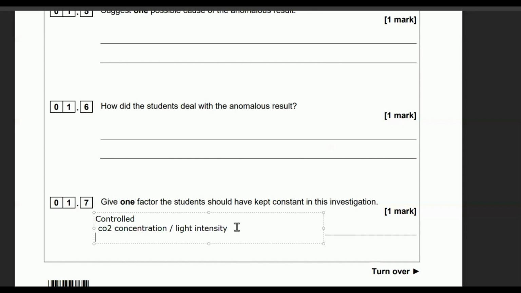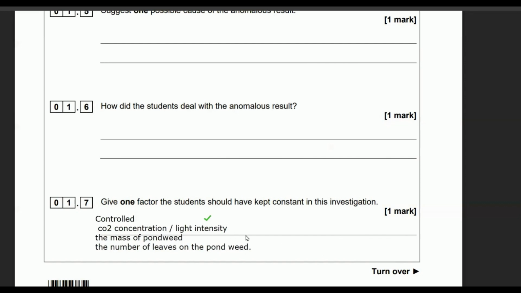They should have also controlled the mass of pondweed. Right, you want the same amount of pondweed, the number of leaves on the pondweed. Very hard to control the mass of chlorophyll in there, but yeah, you do your best. Any of those is going to get you the mark. I reckon CO2 or light intensity is the best.